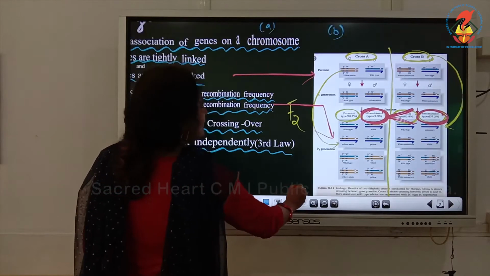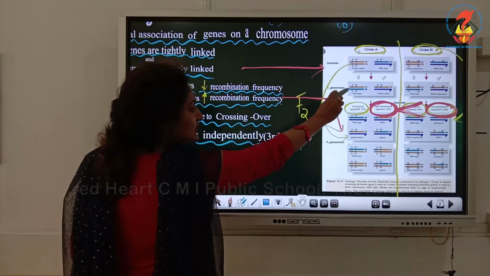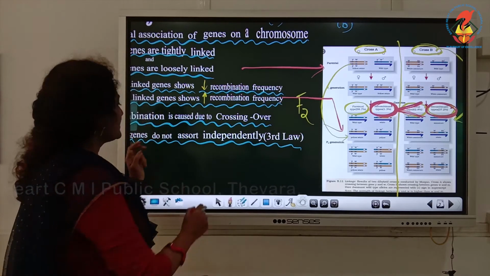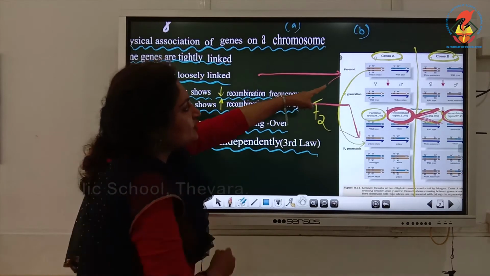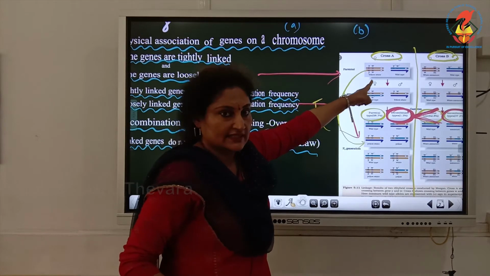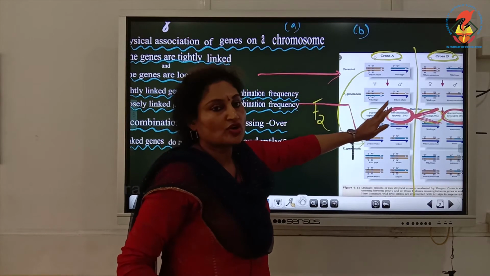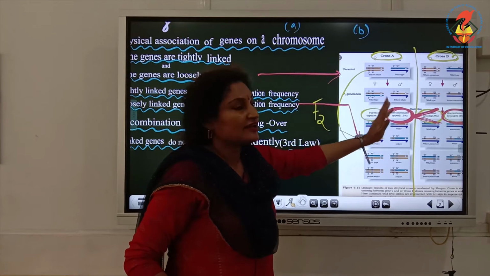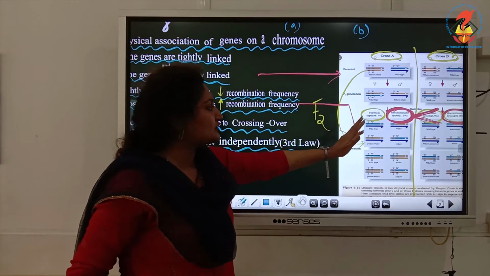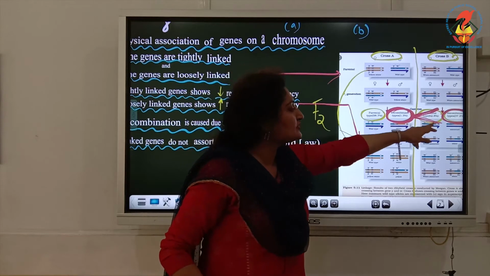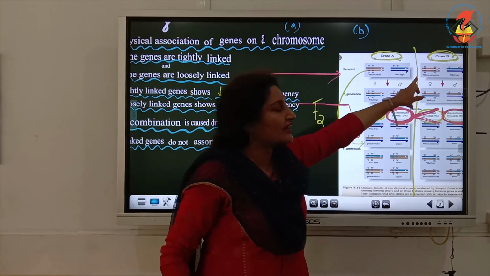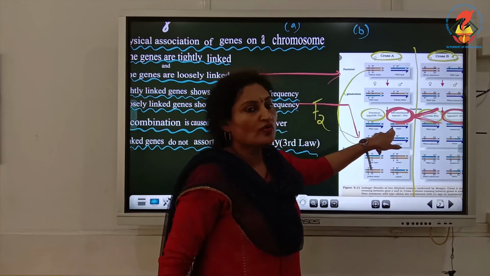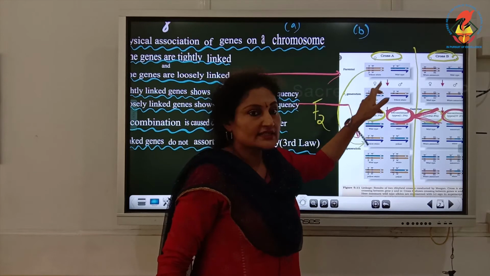So, what you can conclude from this cross of figure 5.11 is just two points. One, some genes are loosely linked and some genes are tightly linked, and second, the recombination frequency. Where is the recombination frequency high and where is it low? Recombination frequency is high where the genes are loosely linked, and it is very low where the genes are tightly linked.